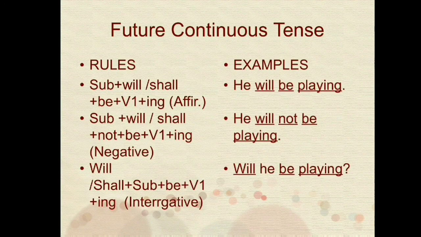Let's check the rule and examples. For affirmative sentence, we are using will or shall, use of be and first form ing. For example, he will be playing. For the negative, will or shall, not be, first form ing, he will not be playing. And for interrogative, will or shall, then subject, then be, first form ing. Example is, will he be playing?